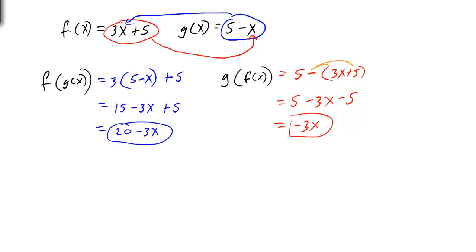All right, now let me see if you can figure this one out. What if I said, again, we're using the same functions up here. f of x is 3x plus 5, g of x is 5 minus x. What if I gave you this notation?